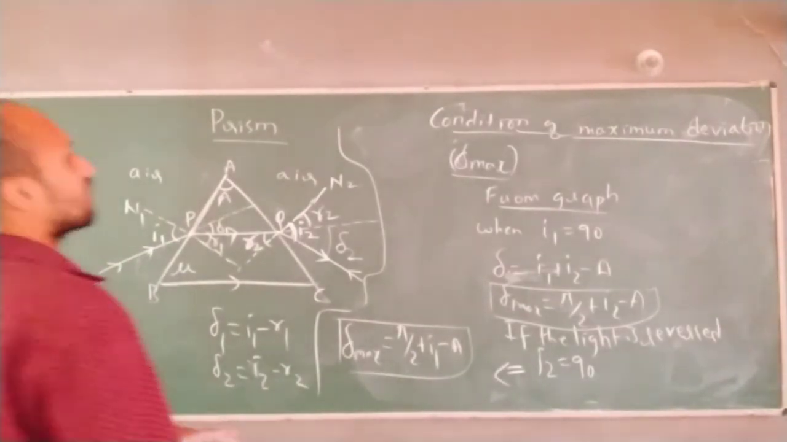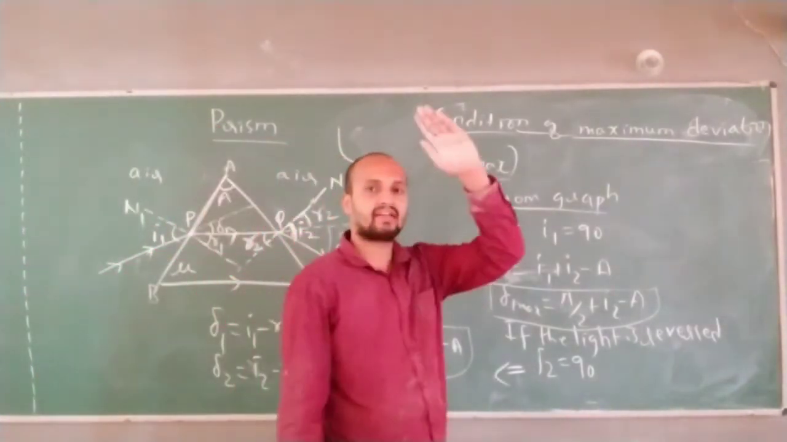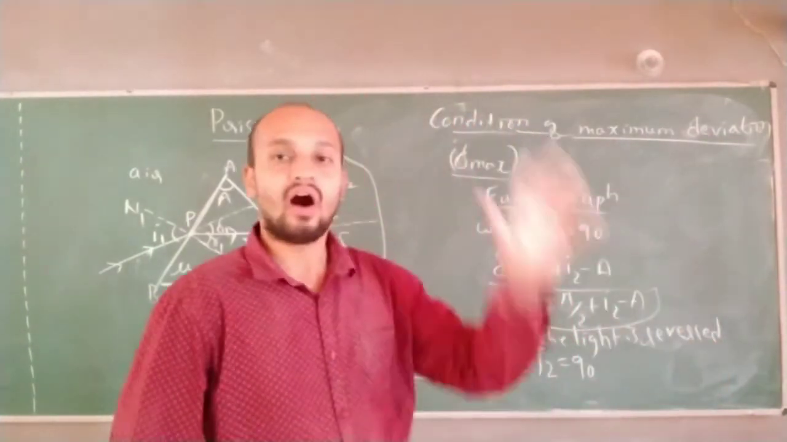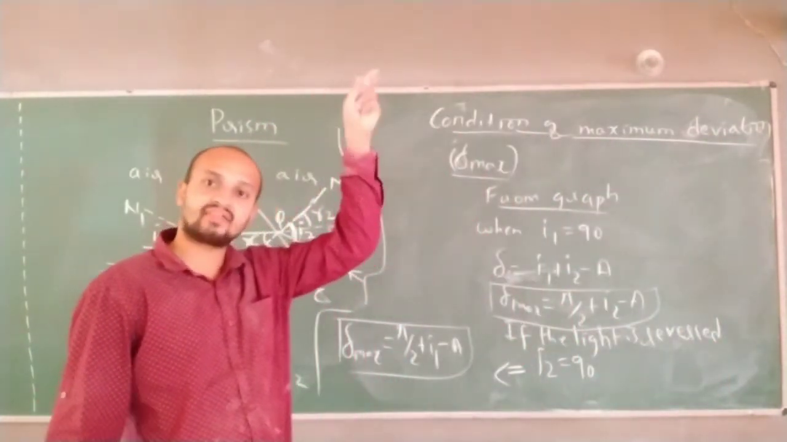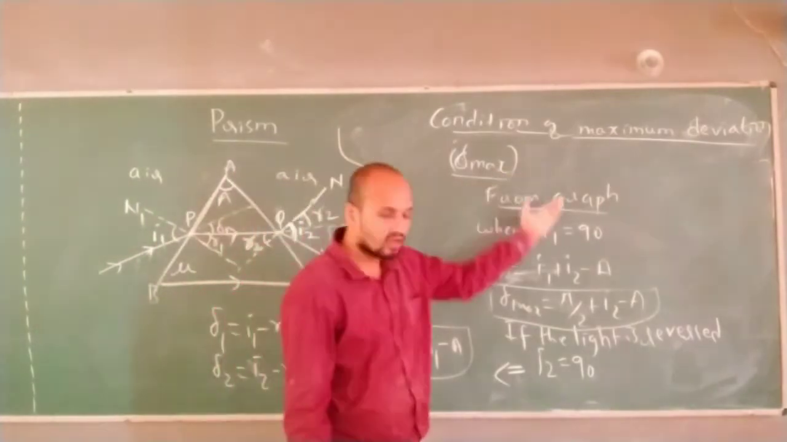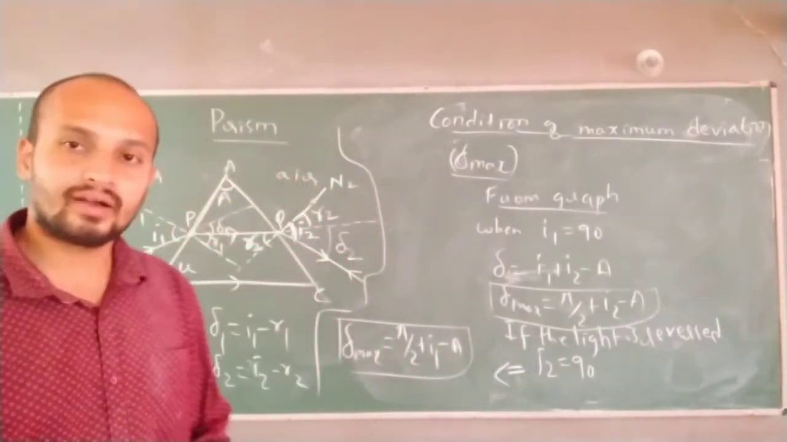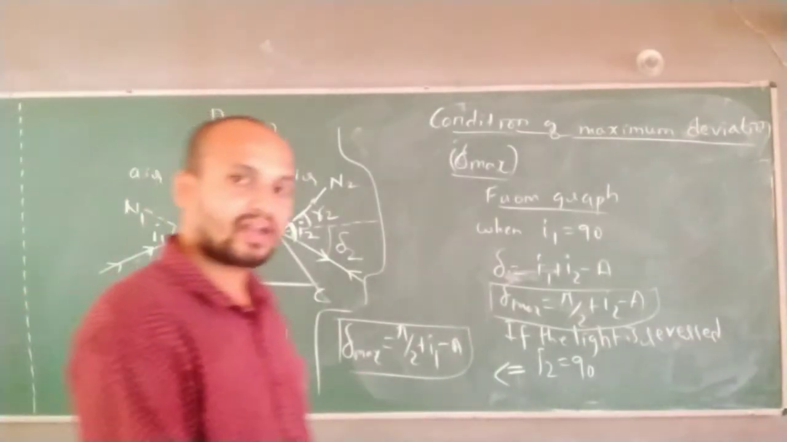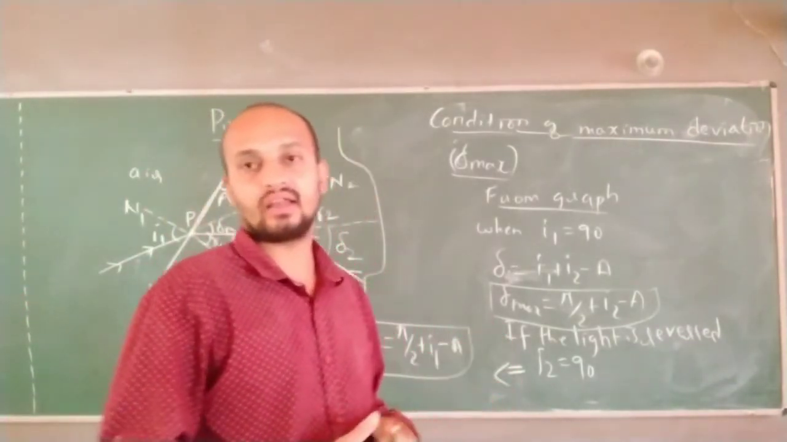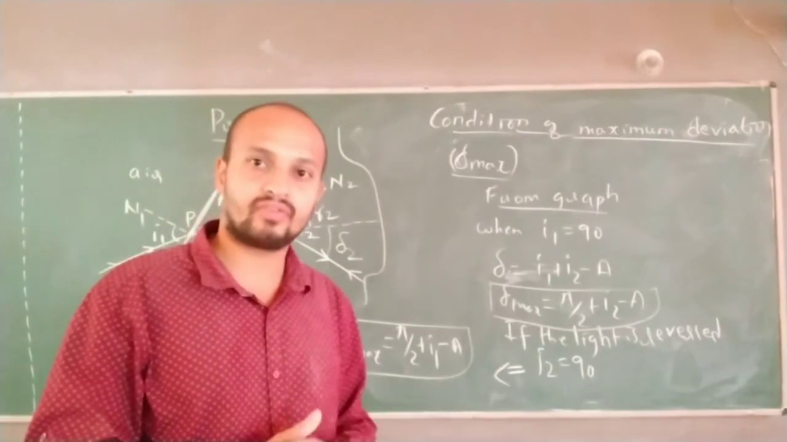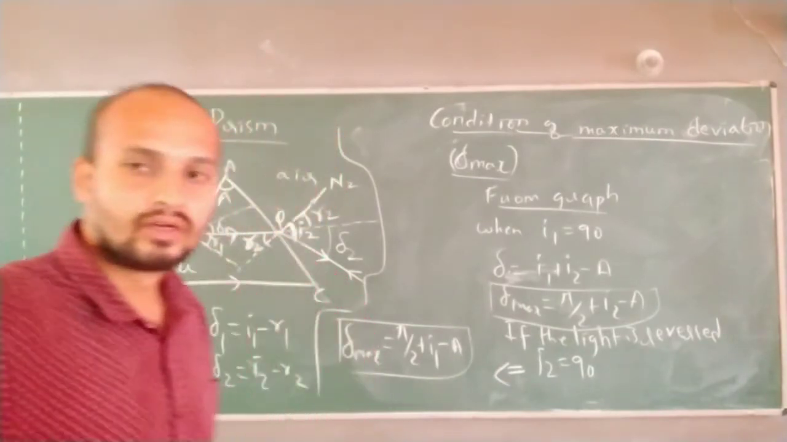Again, this looks the same as grazing emergence and grazing incidence. All the relations which happen in grazing emergence and grazing incidence will come under this condition. At that time only you will find maximum deviation. When either I1 is 90 degree or I2 is 90 degree, that time you will have maximum deviation. That point has to be remembered.